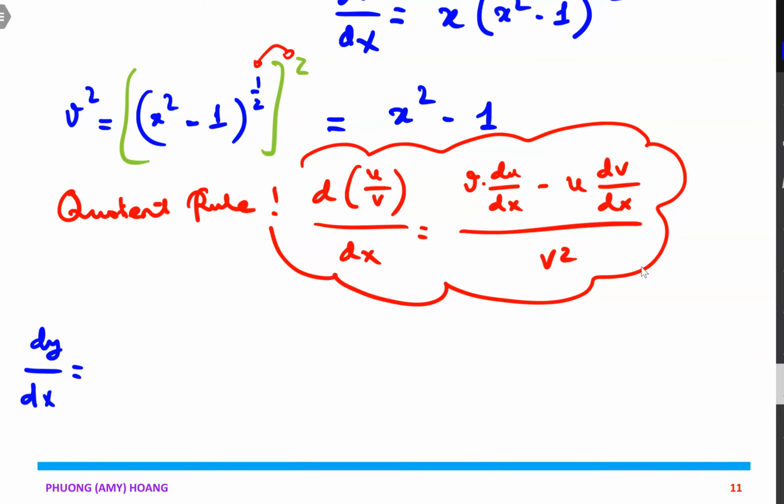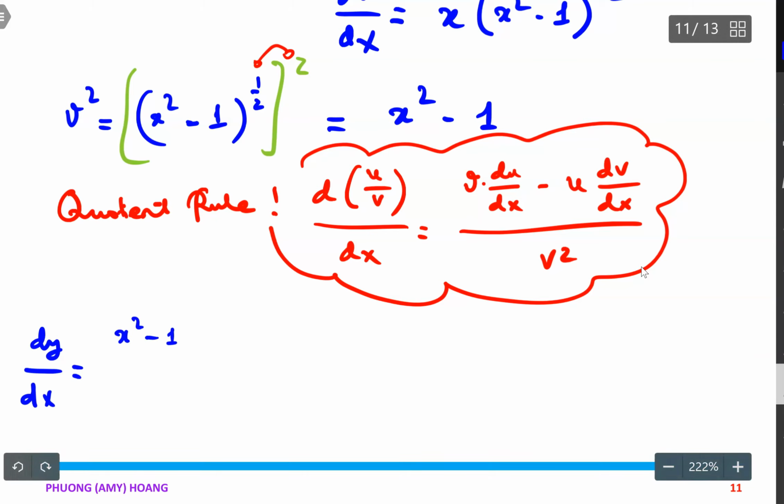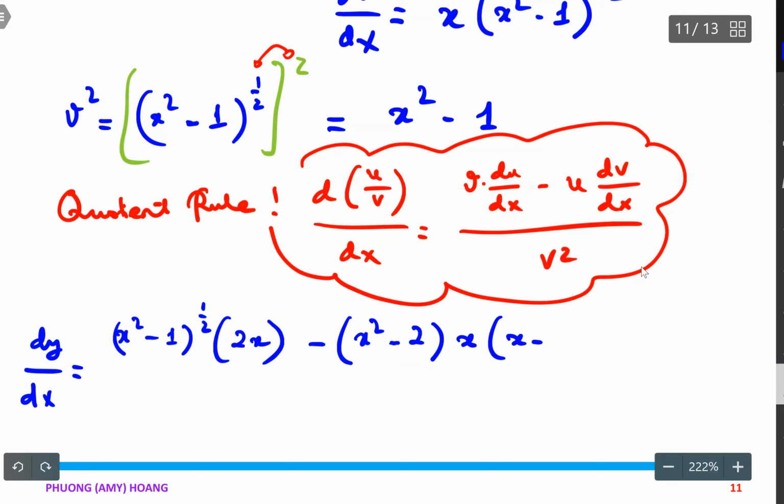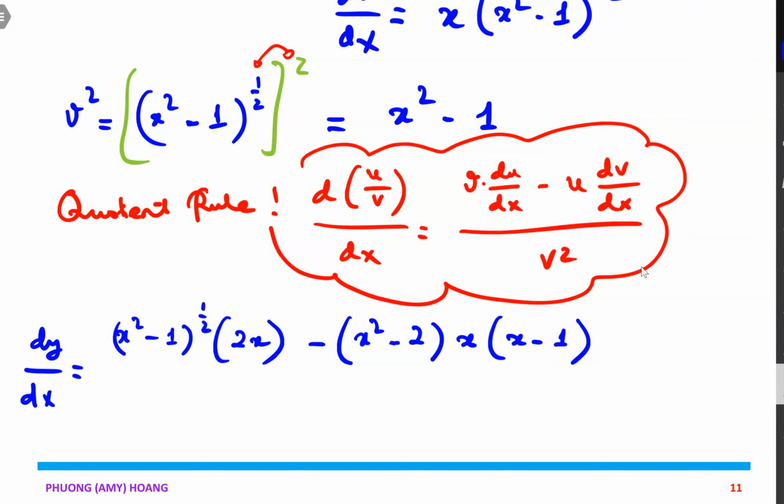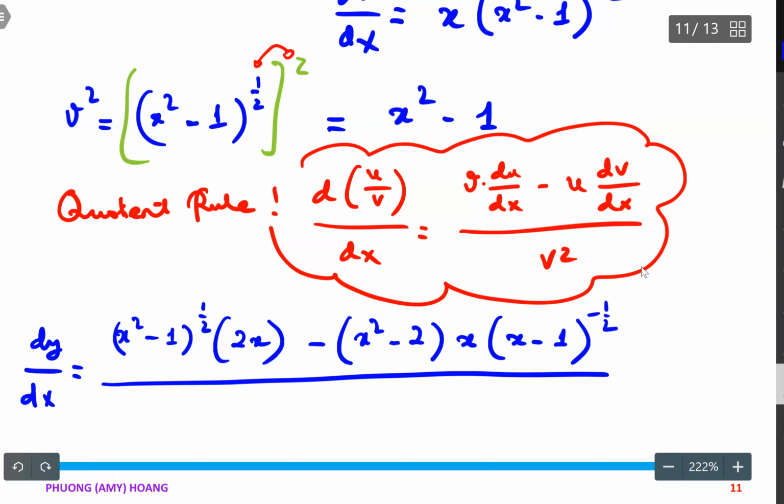V should be (x squared minus 1), all of it to the exponent a half. Okay, so du over dx, which is 2x, and I subtract that with u, which is x squared minus 2, and times by the derivative of v as a function of x, so x times (x squared minus 1), all of it raised to the exponent negative half. Okay, the whole thing divided by x squared minus 1.